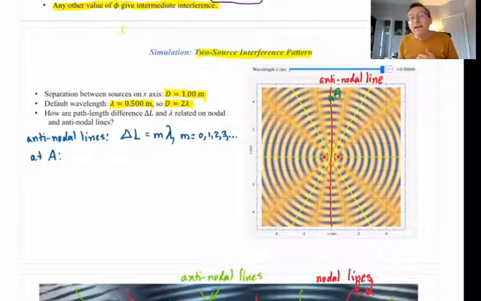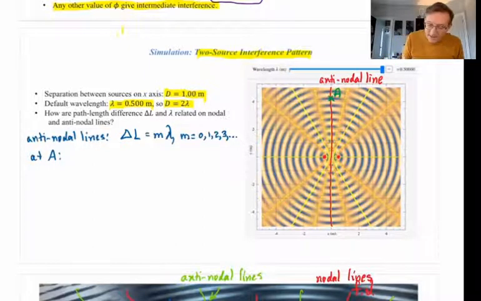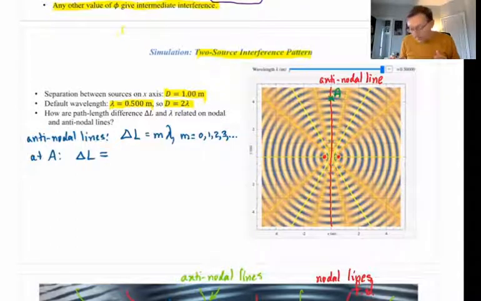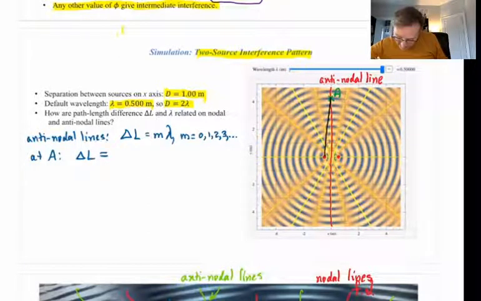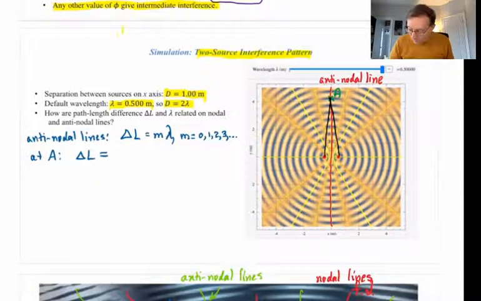Let's see why A is on an antinodal line. I contend that at point A, the path length difference, delta L, is very easy to determine. Can you tell what it is? What's the path length difference for the rays going from the two sources to point A? Understand what I'm saying? There's one ray from source 1. There's the other ray from source 2. L1 and L2. What's the difference between L1 and L2 for that line that bisects the middle there?